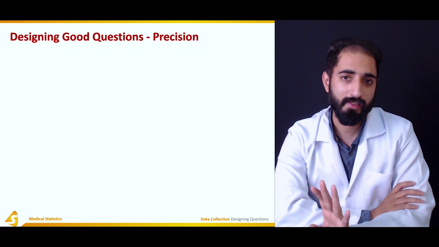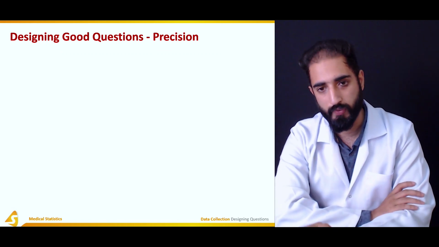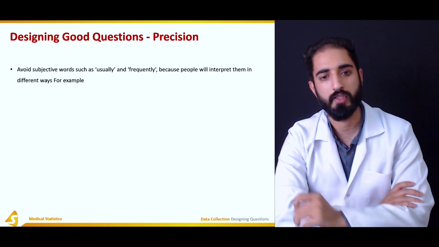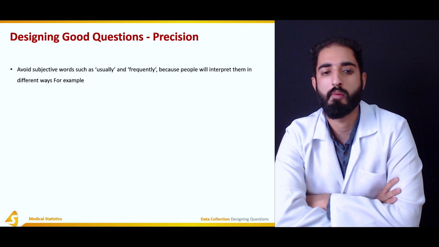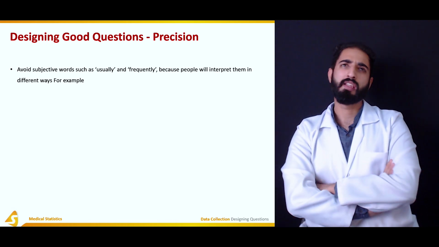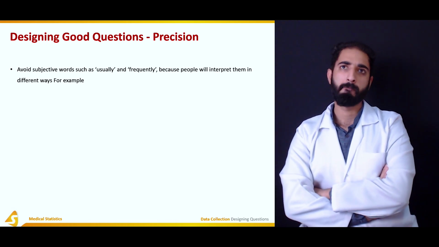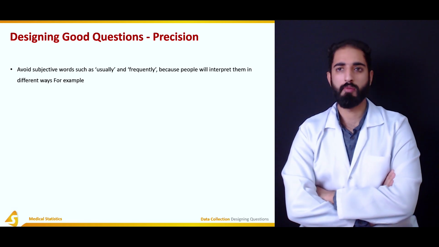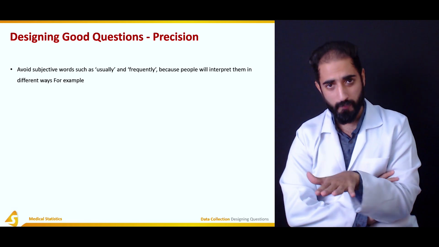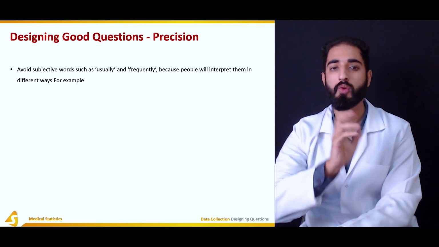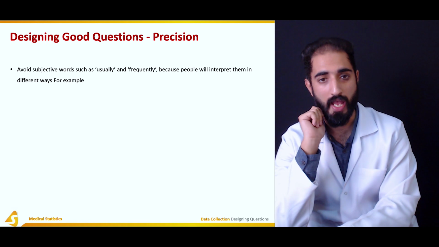Now, the third thing we are talking about is precision. Avoid subjective words such as usually and frequently because people will interpret them in different ways. For example, I think that usually means 3 times a week, and there may be a person who thinks that usually means 5 times a week. So it is different for every person. Do not use subjective words. The question should be accurate.